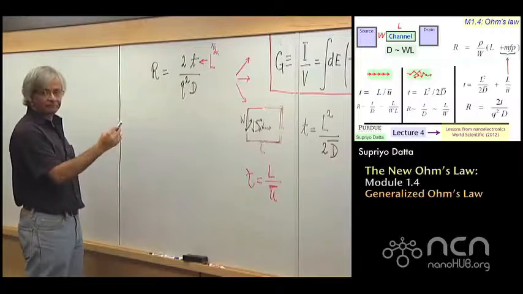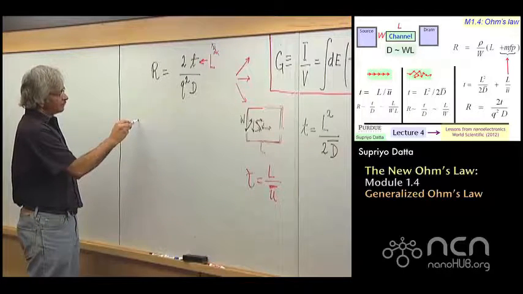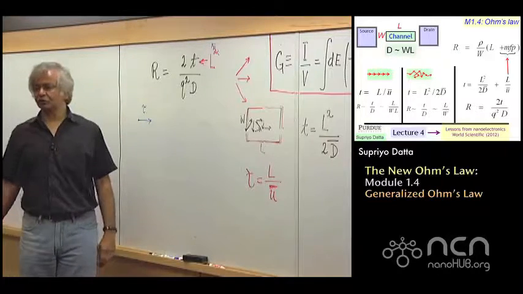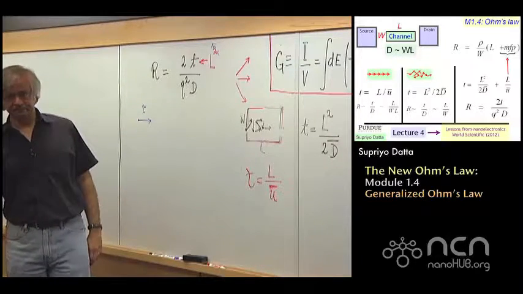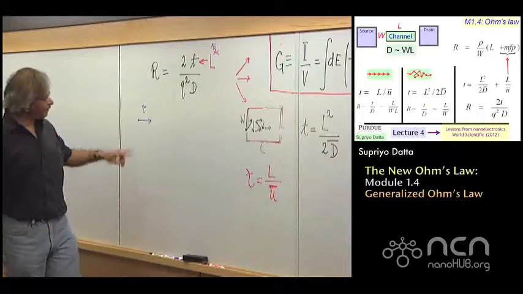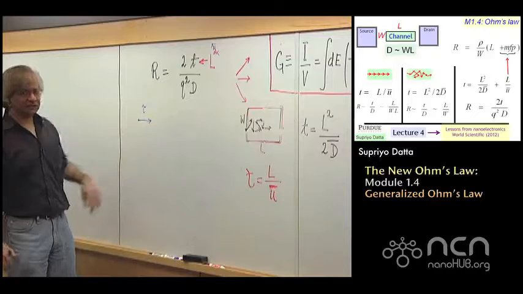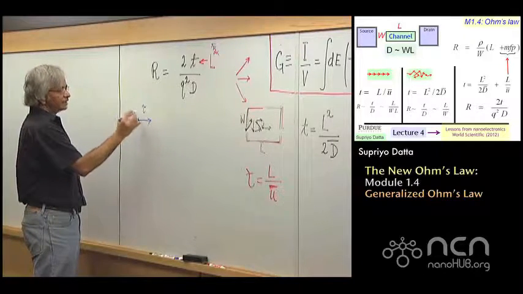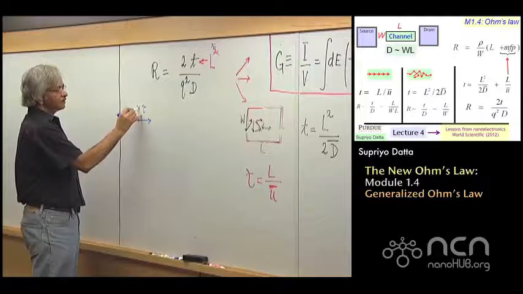Supposing we have an electron that travels for a length of time tau. Tau is what's called the mean free time. That is the time that an electron travels before it hits something. And it travels with a certain velocity for this time tau. And the distance it travels is v times tau.